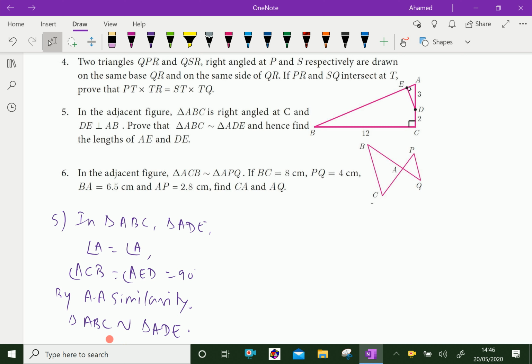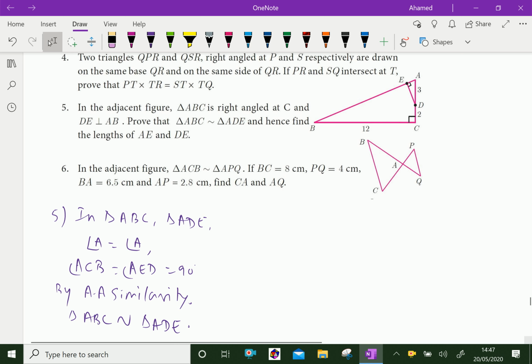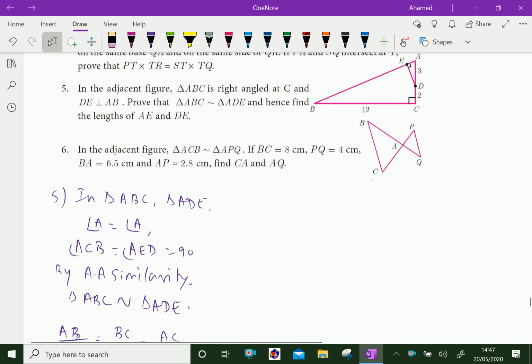Now question number 6. In the adjacent figure, triangle ACB is similar to triangle APQ. If BC is 8, PQ is 4, BA is 6.5 centimeters, and AP is 2.8, find CA and AQ. Here we will fill the values in the figure: BC is 8, PQ is 4, BA is 6.5, and AP is 2.8.